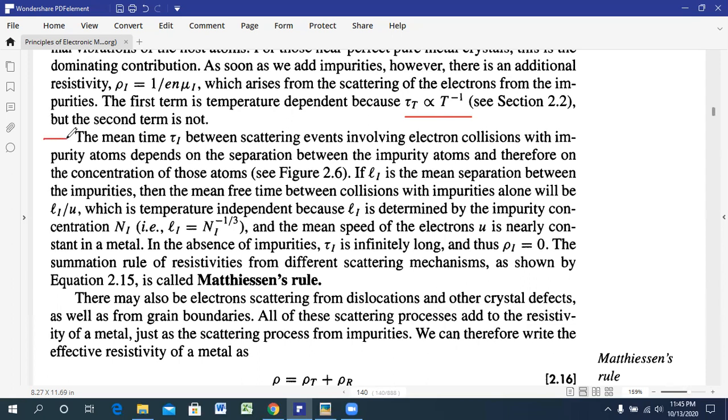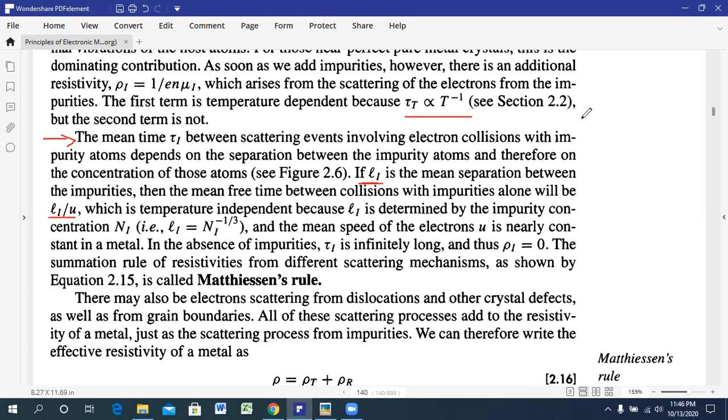Now, the mean time tau I between scattering events involving electron collisions with impurity atoms depends on the separation between the impurity atoms and the concentration of those atoms. If L I is the mean separation between the impurities, then the mean free time between two impurity collisions equals L I divided by u.